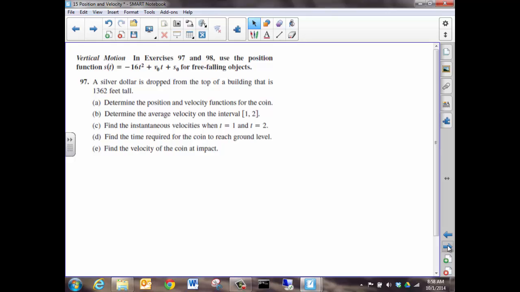Oh, is g a constant? Yes. Is s of t the velocity at a certain place? No, what's s of t, class? Yeah, it stands for position, yes. s of t is position. Okay. Now, when it says determine the position and velocity functions, do I just write down negative 16t squared plus v naught t plus s naught? Plug in the values for v naught and s naught, don't you? Okay, good.